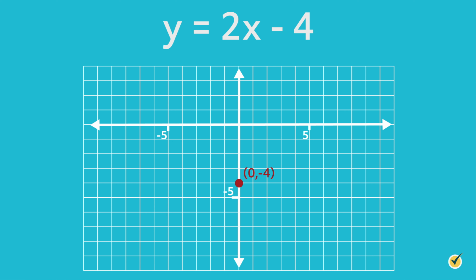So our new slope looks like 2 over 1. This means that from our y-intercept, we are going to rise 2 values and run 1. Step 5. Draw a line between the 2 points.